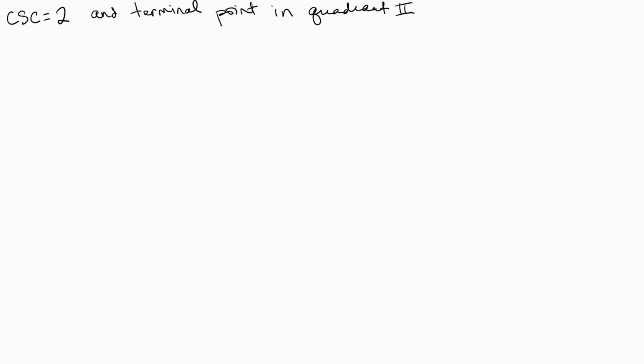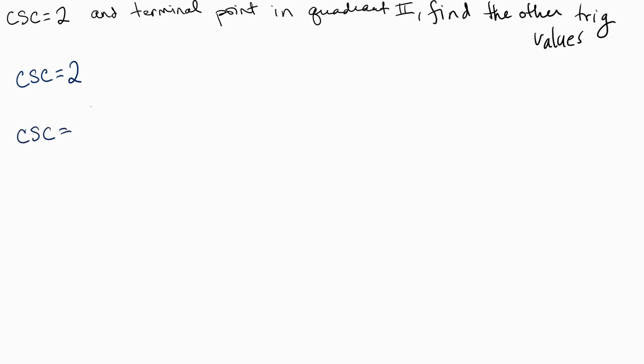The next thing we're going to want to do is, using a value of one of our trig functions, figure out all of the other trig values. So we're going to find the other trig values. So in our case, we have that cosecant is equal to 2. And if you remember, cosecant is the inverse of sine. So we're going to put sine on the bottom.